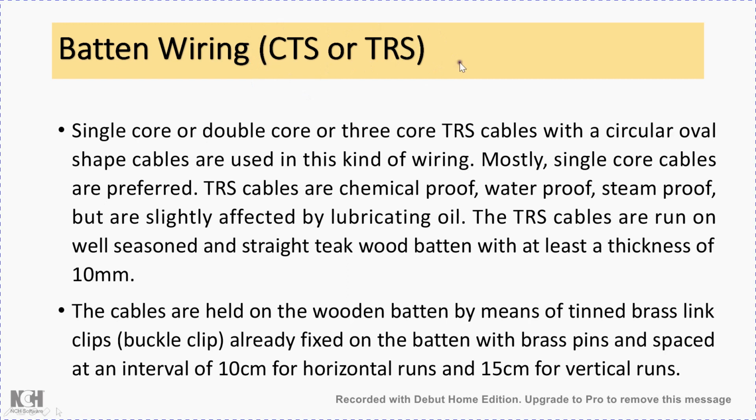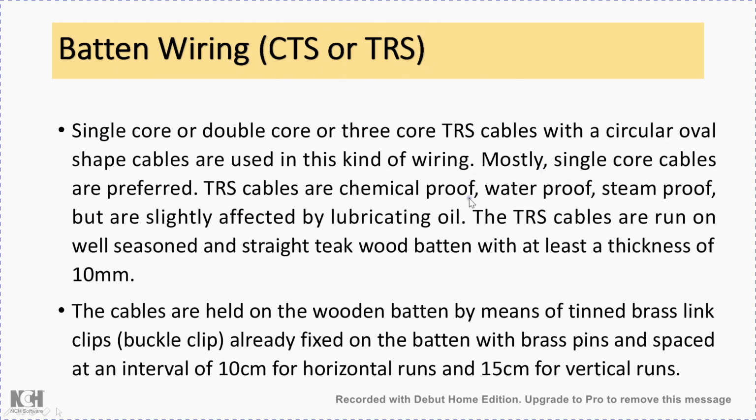Okay, so this type of wiring is done with the help of batten. So first of all the battens are placed all over the locations where wiring needs to be taken, throughout the lengths and widths and corners everywhere. Then directly with the help of holding clips, this CTS and TRS sheeted cables are placed on that. So here single core or double core or 3 core TRS cables with a circular or oval shape are used in this kind of wiring. Mostly single core cables are preferred.